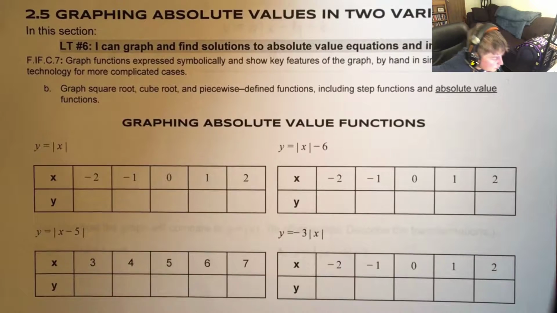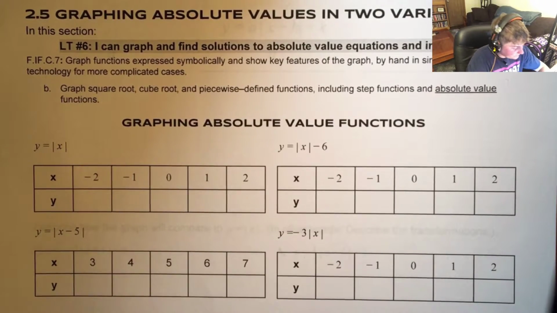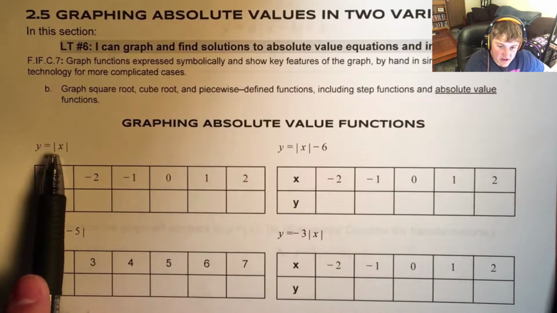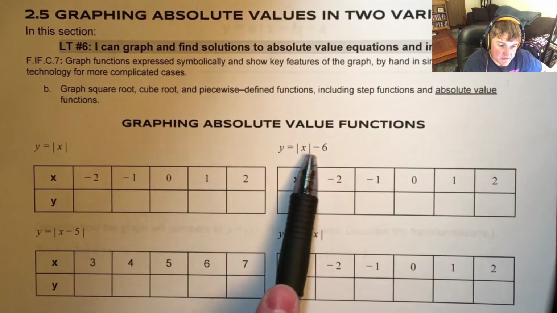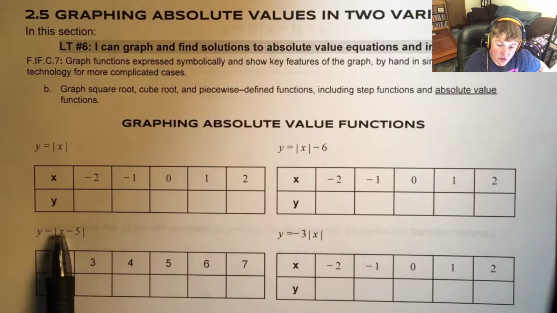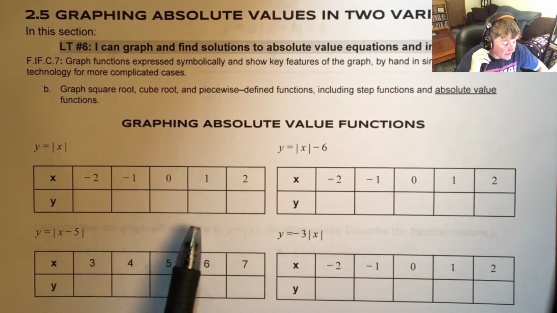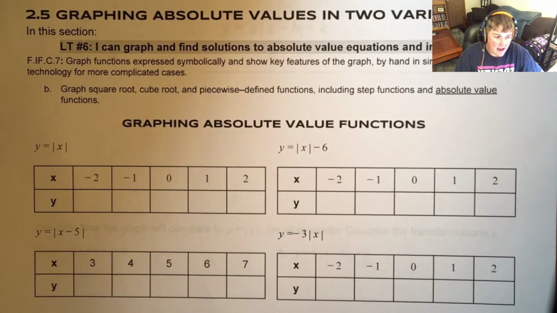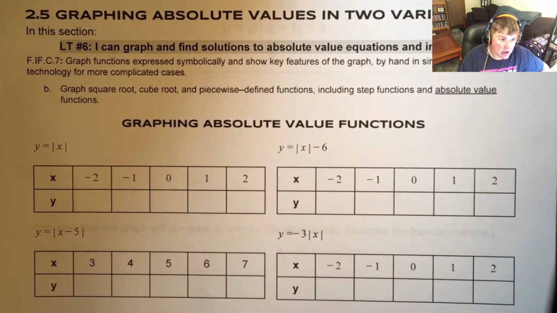Especially when we have different things going on. As we can see here, we have y is equal to the absolute value of x. This is the absolute value of x and then minus 6. And then this one's the absolute value of x minus 5 inside the absolute value, and then multiplying by a number outside of that. We're going to see what happens basically every single time that any of these occur, because there are pretty distinct patterns. So hopefully we'll figure this out.